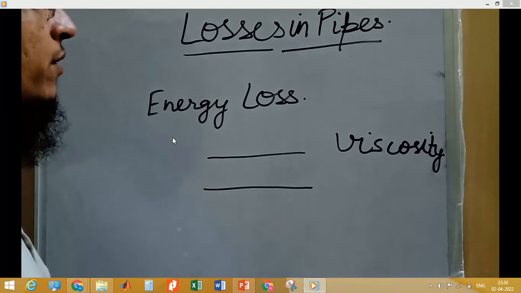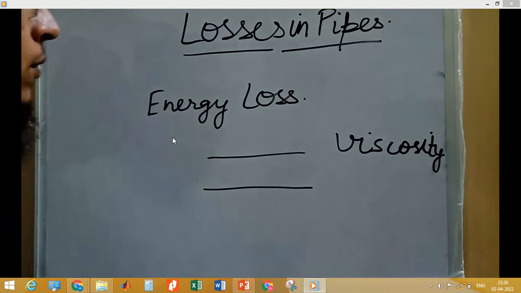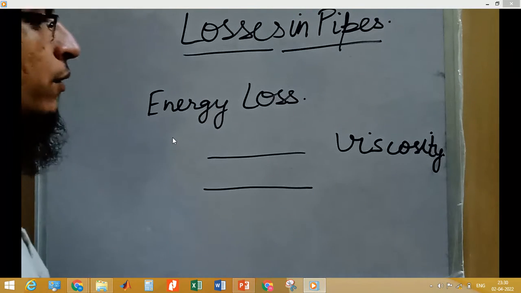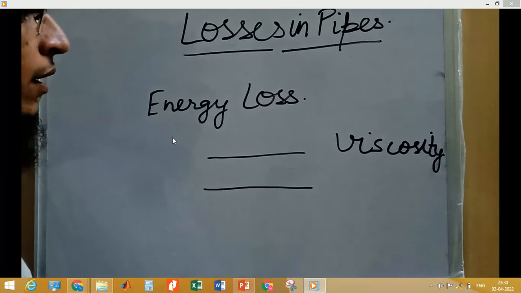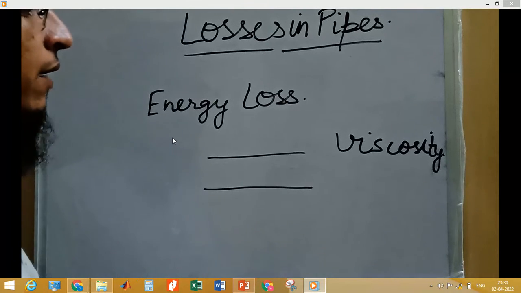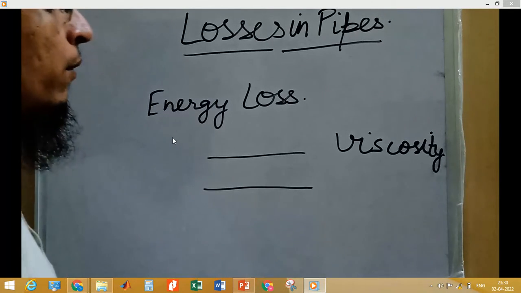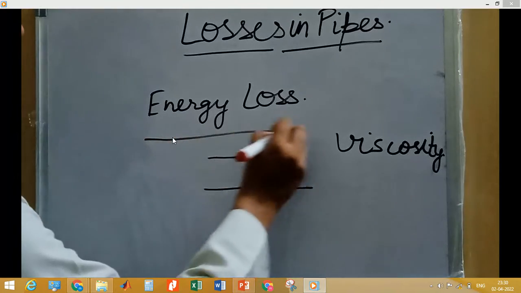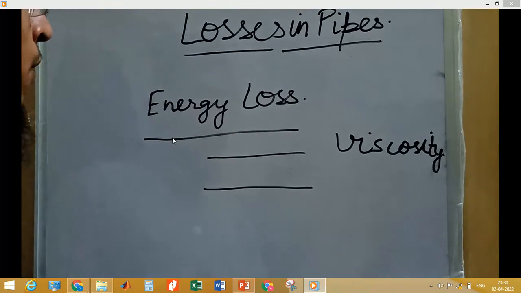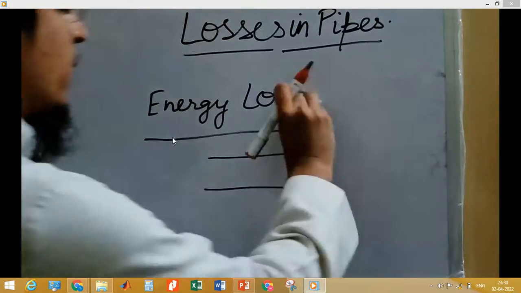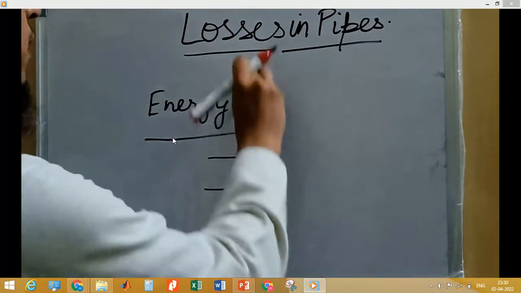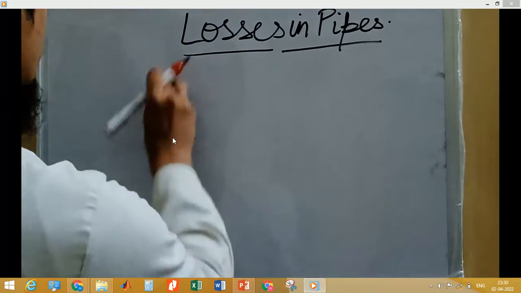And other energy losses that may exist in pipe flow are called the minor losses. The minor losses are basically due to the change in the direction or the magnitude of velocity of the flowing fluid. On the other hand, this frictional loss is basically due to resistance to flow. So now we will discuss the classification of energy loss in the pipe.